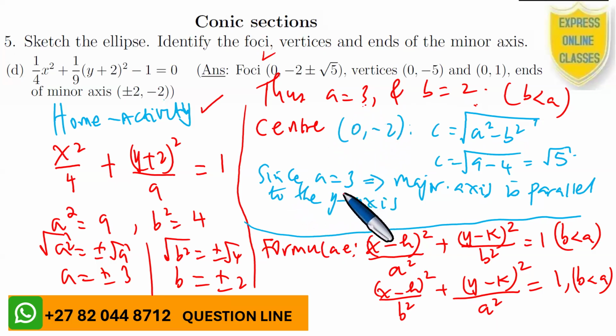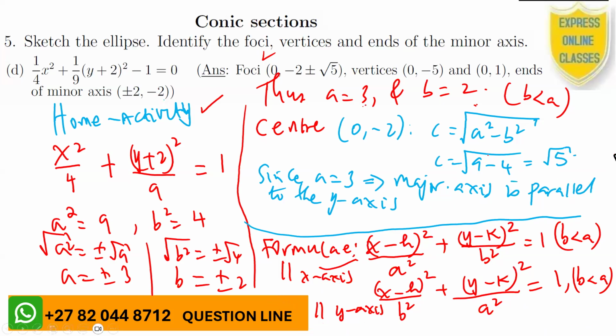Then since a equals 3, which is the biggest one, this implies that the major axis is parallel to what? It's parallel to the y-axis. Why? Well, because a is bigger, and this would mean that the major axis is parallel to the x-axis. So parallel to the x-axis. Then you already know. Here, if the biggest one, a, is under this, it means that the major axis is parallel to the y-axis. Parallel to the y-axis. So those are the kinds of things that remain very important.